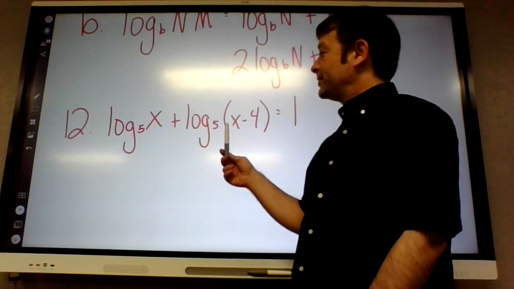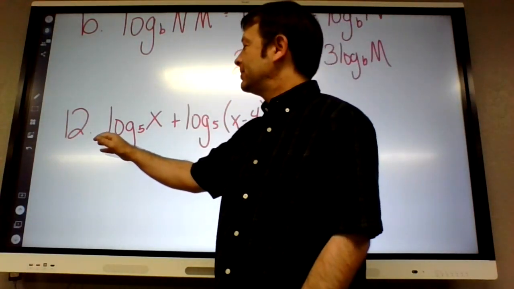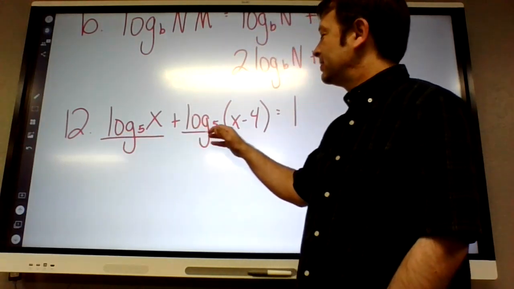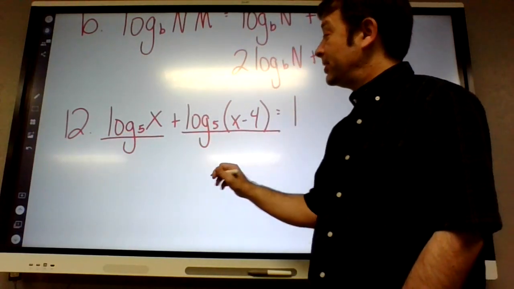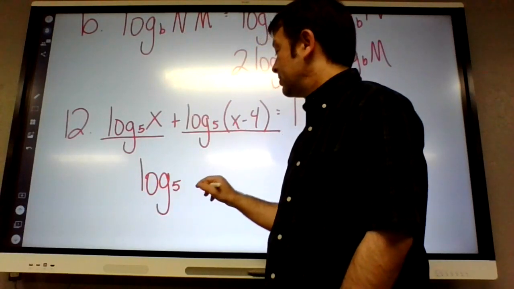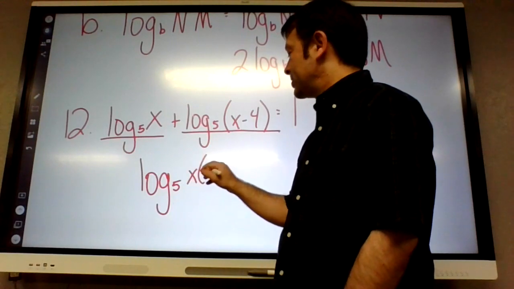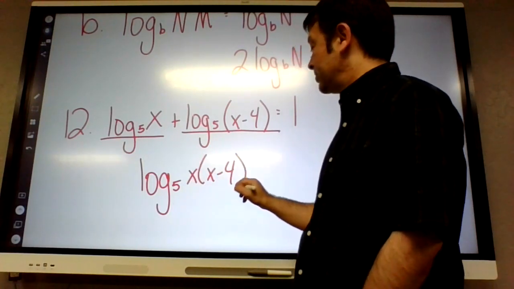Well, we're supposed to solve this equation. Any ideas? Put it all together. How would those go together? Log of x squared minus 4x. Okay, yeah, x times x minus 4, you multiply that together.